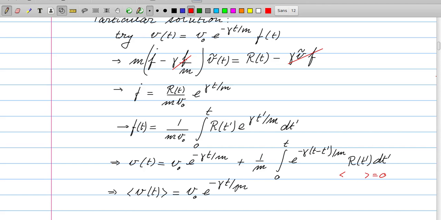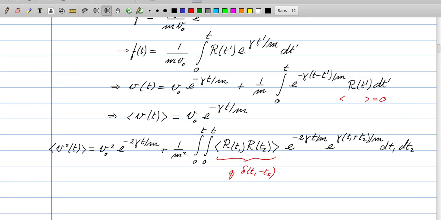Obviously that's the average behavior, and it's interesting to see how v would vary around this average solution. In order to find that out, we calculate the v squared of t, so that we can later subtract the v expectation value squared. That's this expression, so the difference is this term. And now we have two r's, because we have two integrals. We have first an integral for the first v, and then for the second one we call the integration variables t1 and t2. And therefore we have an expectation value of r(t1) and r(t2), and we know from the statistical properties of r that we can write this as q times delta(t1 minus t2), and that simplifies the integral a lot.